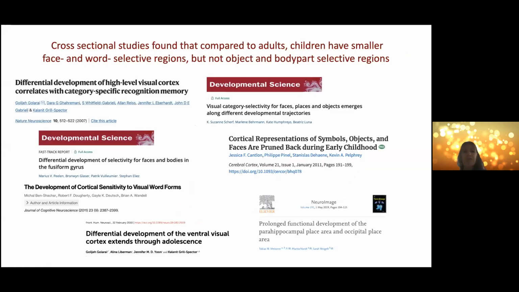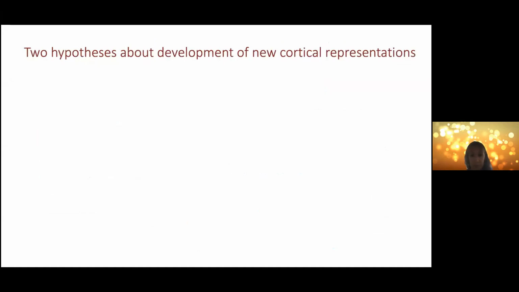So over the last 15 years, a large body of research has compared responses in these category selective regions across children and adults. And this research has found that not all of these regions develop at the same rate. In particular, face and word selective regions seem to be less developed in children compared to adults. But by age maybe 7, or maybe by teenage years, some other category selective regions like object and body part selective regions seem to be similar across children and adults.